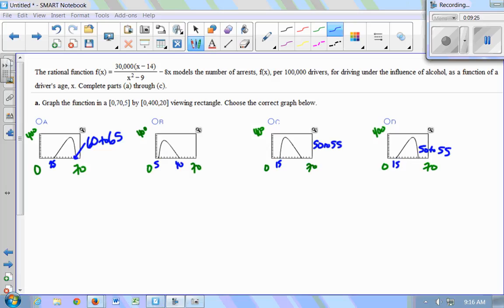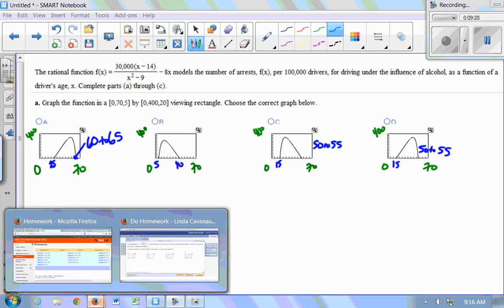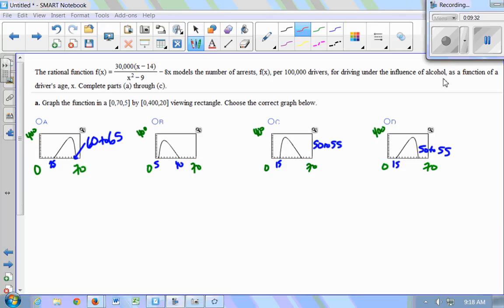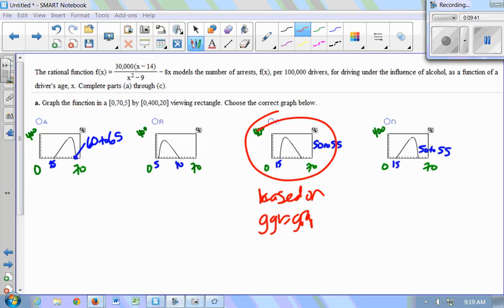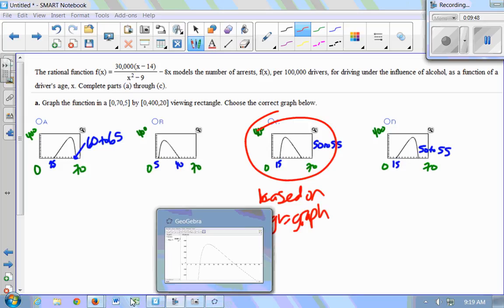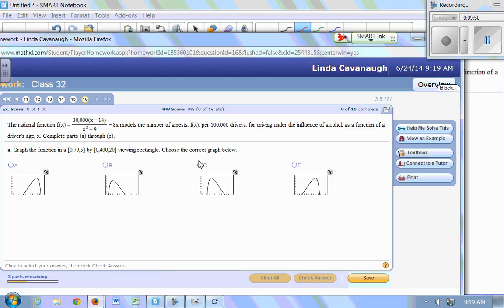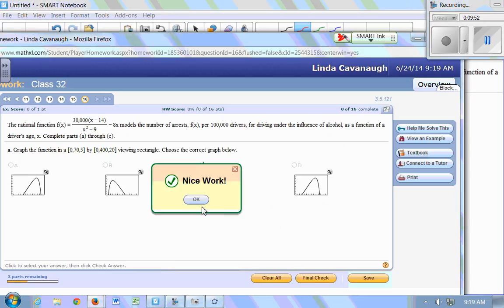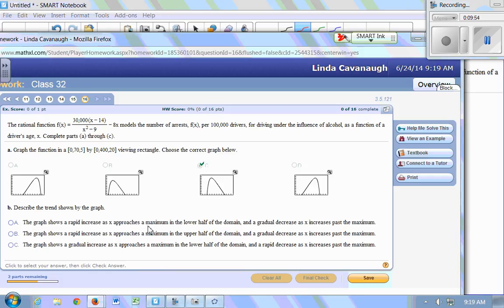Okay, so I'm just going to get my calculator. C based on graph. Yeah, so let's see, this has to be C. Check. Okay, good. All right, and then we're supposed to describe the trend shown by the graph.